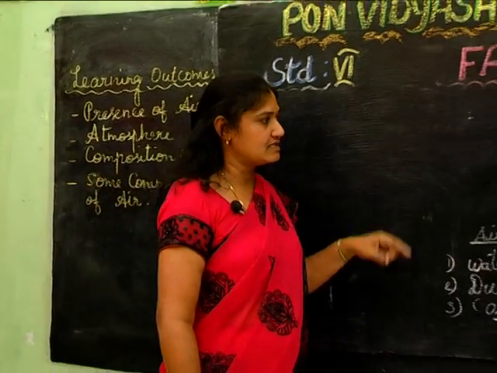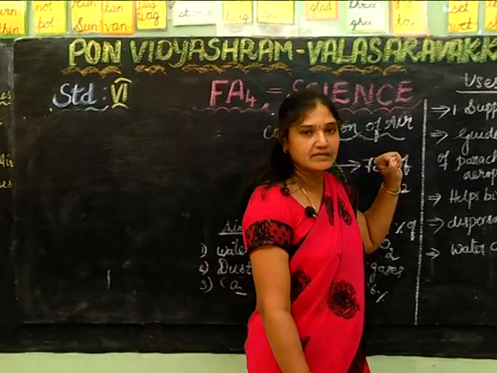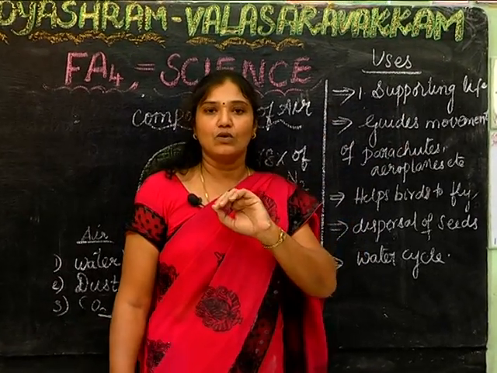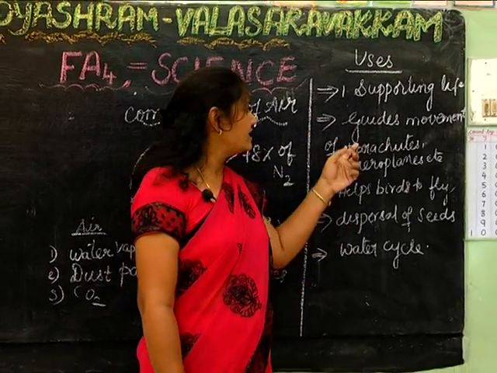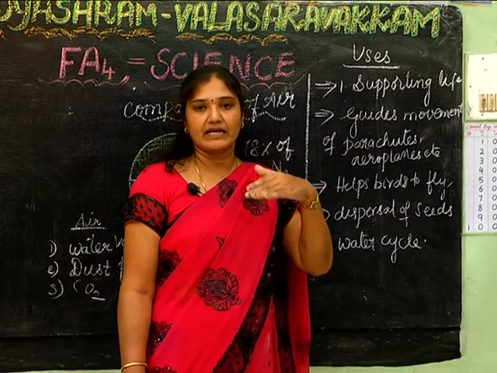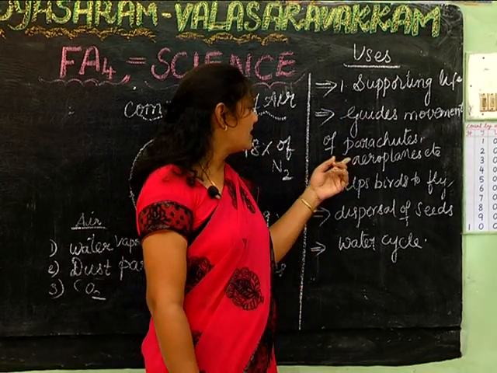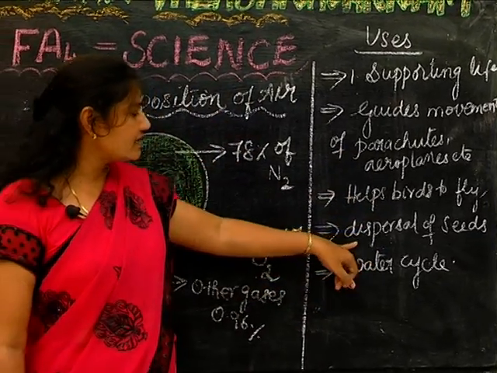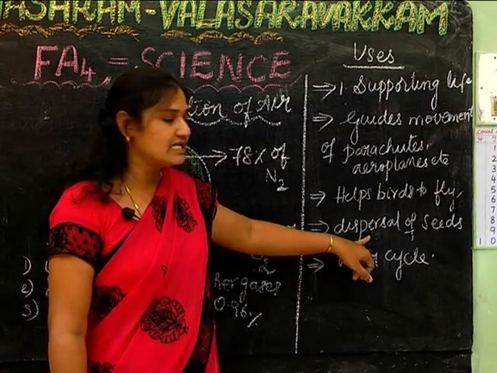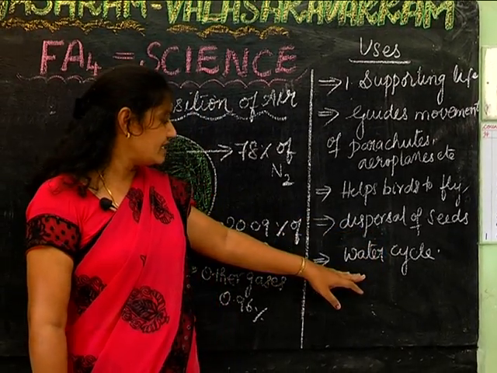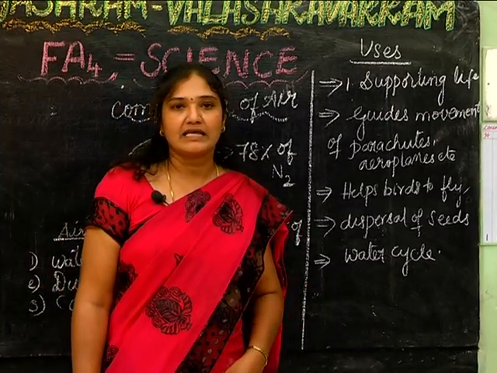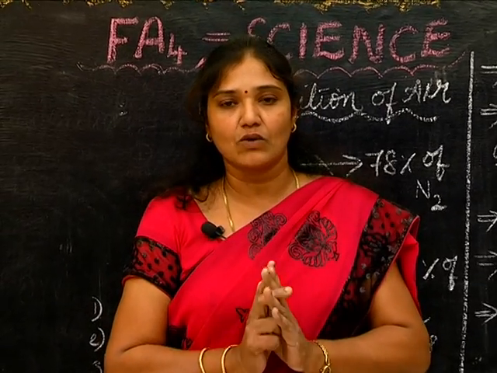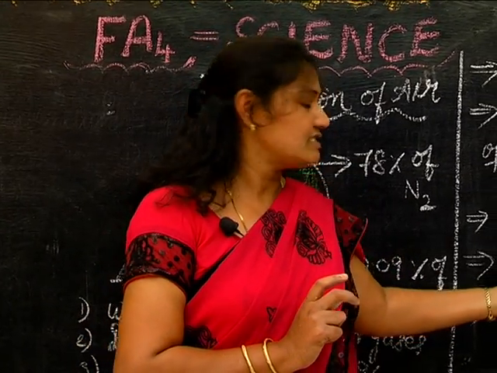Now, let us end this session with some of the common uses of air. Air supports life, and without air no life is possible on planet Earth. It also guides the movement of aircraft in the atmosphere, and it also helps the birds to fly. And then air plays a vital role in the dispersal of seeds. And finally, the water cycle. Due to the water cycle only we get rain. So air plays a very vital role in the process of the water cycle.